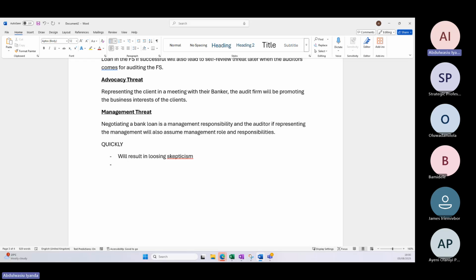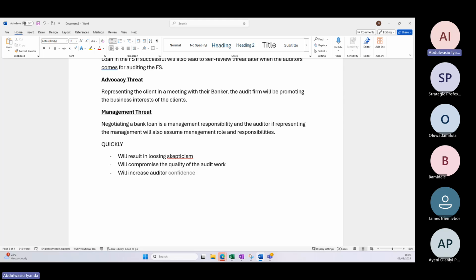Another thing is to also compromise the quality of the audit's work. Because from that, indirectly, it will increase negligence. And that will lead to what? That can lead to liability.